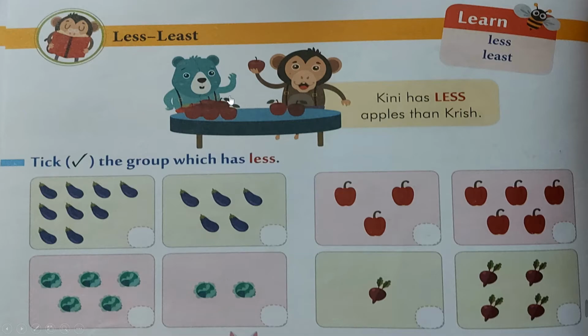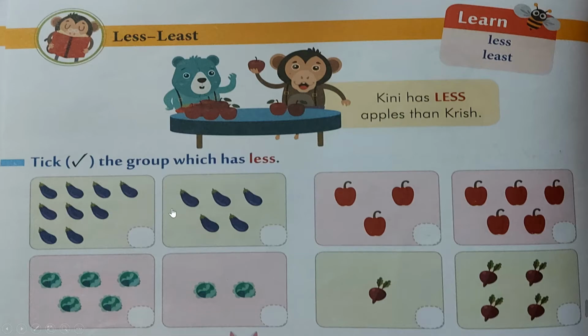See this image? Who are there in this image? Krish and Kinney. They are having apples with them. Who has less apples? Krish or Kinney? Yes, Kinney has less apples than Krish. Now let us do the exercises. Read the heading. Take the group which has less.